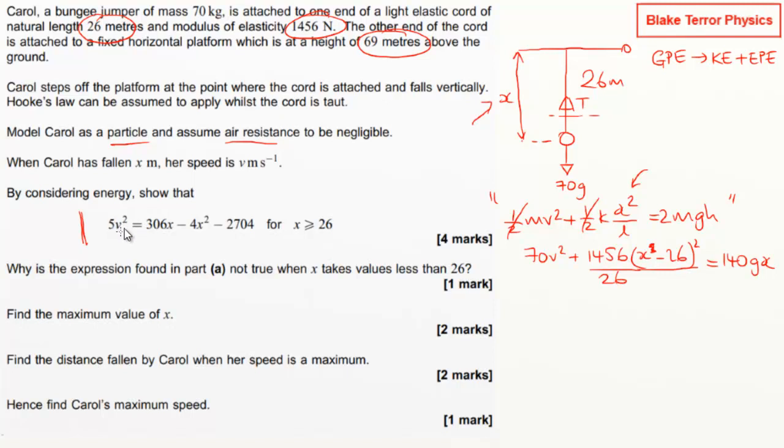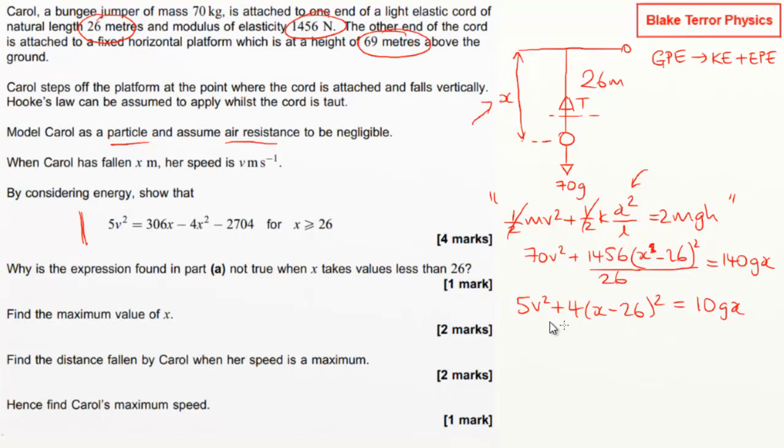So we're going to want to divide everything by 14 to get a 5v squared. And 14s do go into 1456. So let's divide everything by 14. So 5v squared, that's going to be 104 lots of 14 going into that. And then we divide by 26 and get 4. So 4 times x minus 26 all squared equals 10gx.